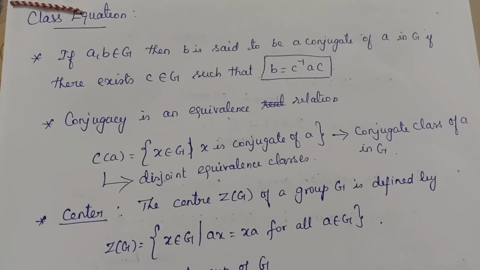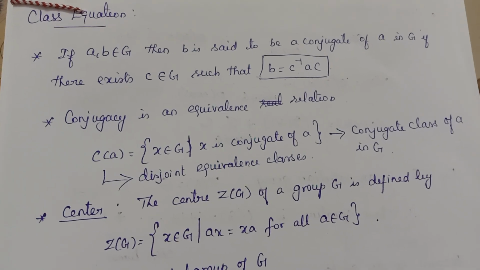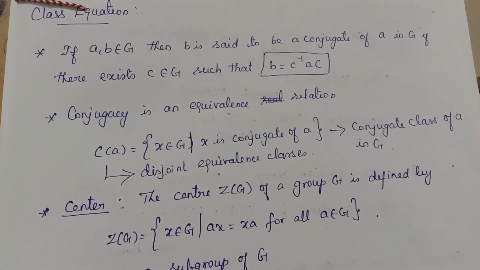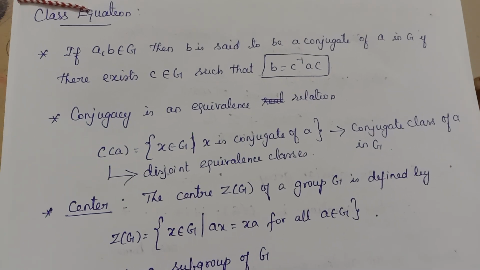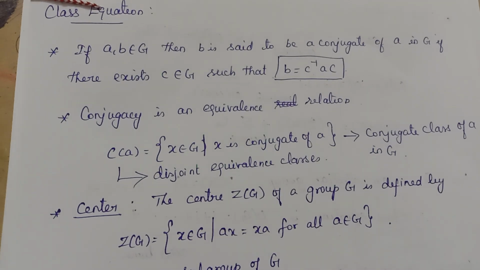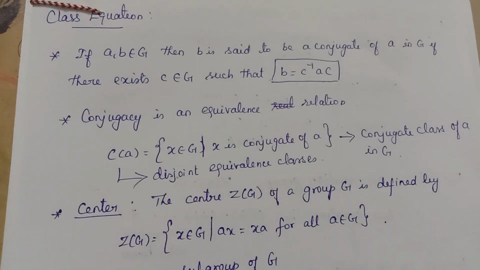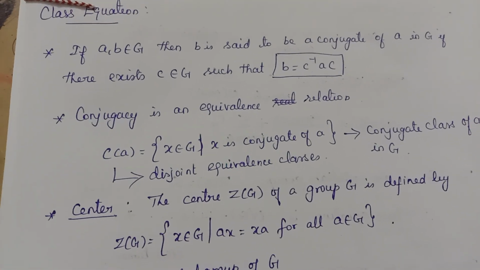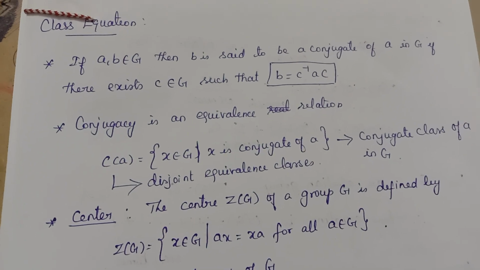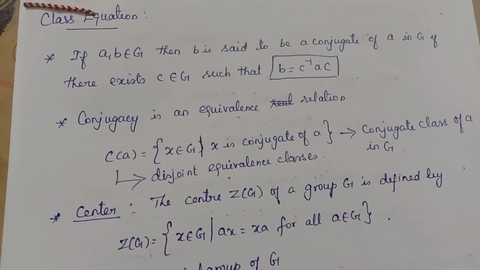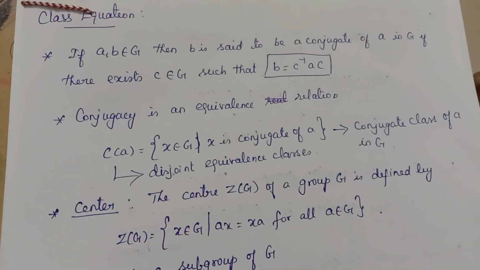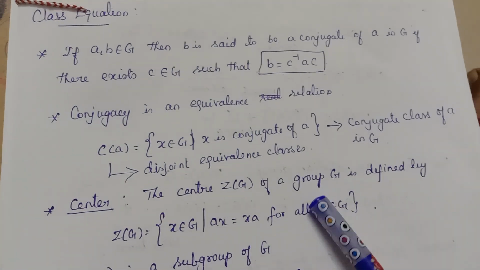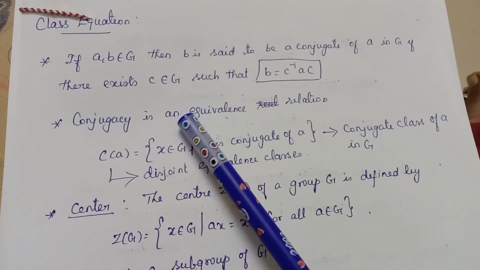Welcome to Naradar Academy. In this video, we are going to discuss the class equation. This equation is particularly for writing the class equation for the symmetric group Sn, that is, the permutation group. So how to write the class equation, that we are going to see in detail. Before going to the class equation, let's define conjugate elements.